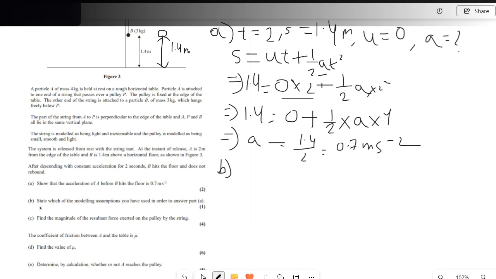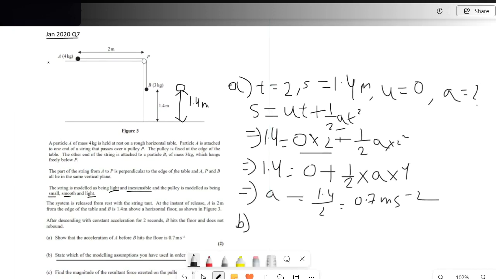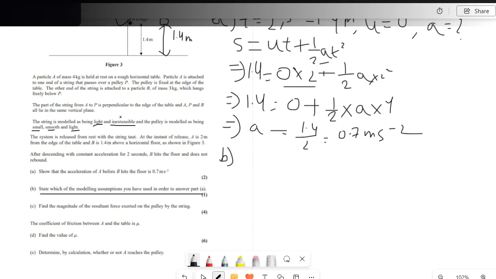For part B, state which of the modeling assumptions you have used in order to answer part A. Now, they already have given us many assumptions, one being the string, which is light and inextensible. The pulley is modeled as being small, smooth and light. So for part A, we are assuming that both the acceleration of A and B are the same. Therefore, we have used the assumption that the string is inextensible, as we discussed in our previous video about modeling assumptions. So the string was considered to be inextensible, and therefore the acceleration would be the same for both A and B.